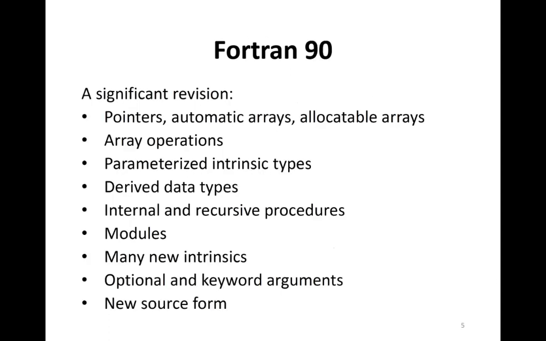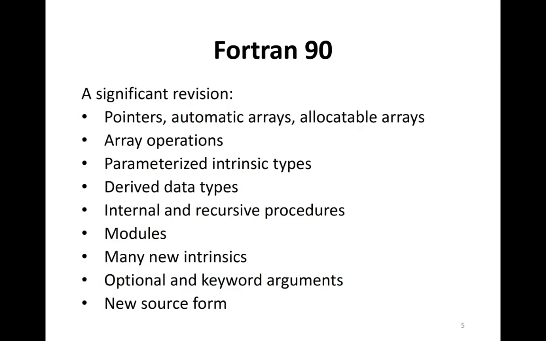So we eventually got the new revision out. We got past the deadlock. That was thanks to a special meeting in Paris, where WG5, which is the international committee, got everybody out of problems. It was a significant revision. So the vendors who were worried about the amount of work they had to do, in a sense, were justified. The big thing about Fortran 77 was it had no dynamic memory at all. So that makes it very inflexible.